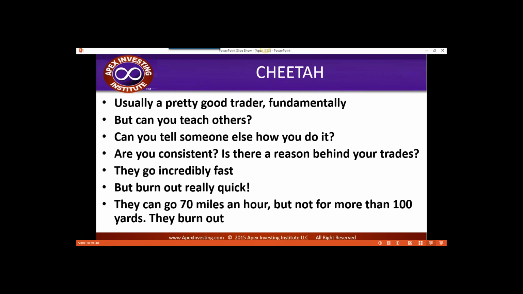Can you teach it? Can you tell someone, here's what I'm looking at, when this lines up with this, when this meets this, I enter 3 ticks above that, I trail my stop to here, I get out. Do you have a precise plan? Can you teach it? If you can't teach it, it might be kind of full of some cobwebs in there that you need to clean out and kind of dust it off a little bit.